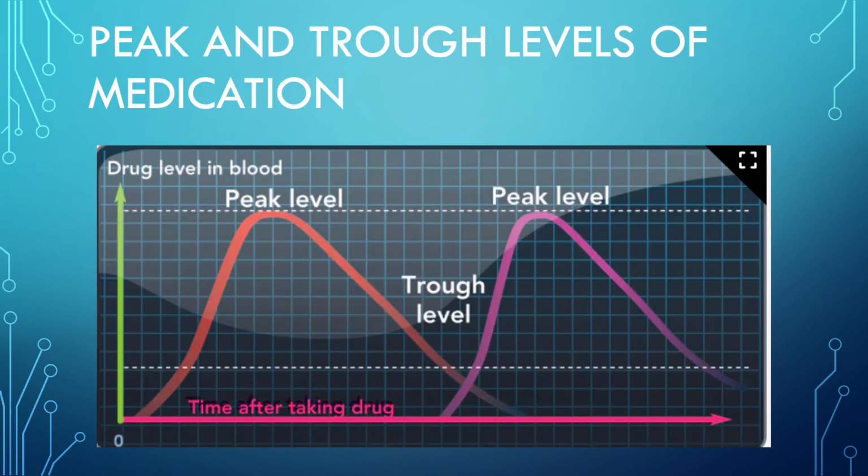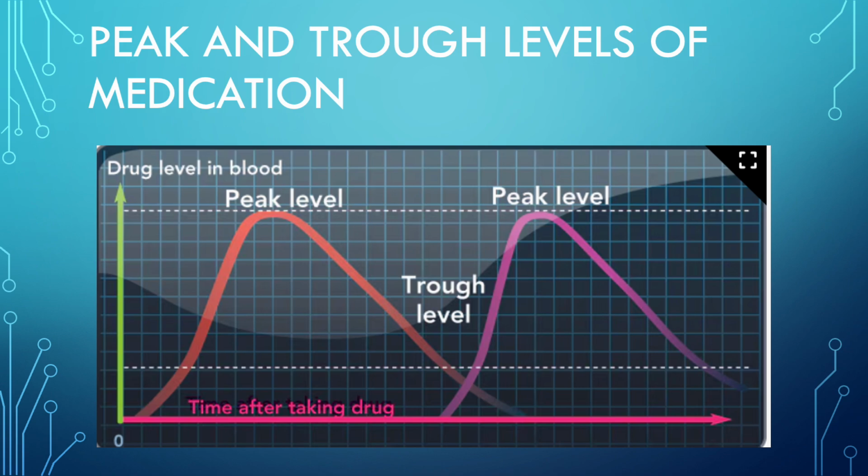When we want to maintain a therapeutic level in the blood so that medication continues to be effective, we have to know about the peak and the trough levels of that medication that we're administering. The peak level of a medication is the point in time when the medication is at its highest level in the body, whereas the trough level is the point when the medication is at its lowest level in the body, the peak and the trough, the highest and the lowest.